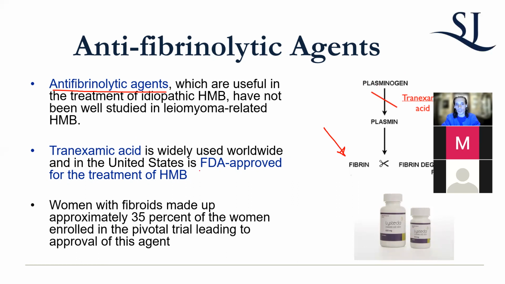Tranexamic acid is actually FDA approved for the treatment of heavy menstrual bleeding. It's indicated for use during the 5 days of the actual period. So you kind of have to have normal menstrual cycles to use it. It wasn't studied specifically with fibroids, but some women had fibroids in the study. They say like 35% of the women enrolled in the trial had fibroids, which is kind of like a shoddy mechanism, but it is what it is. And it does help actually.